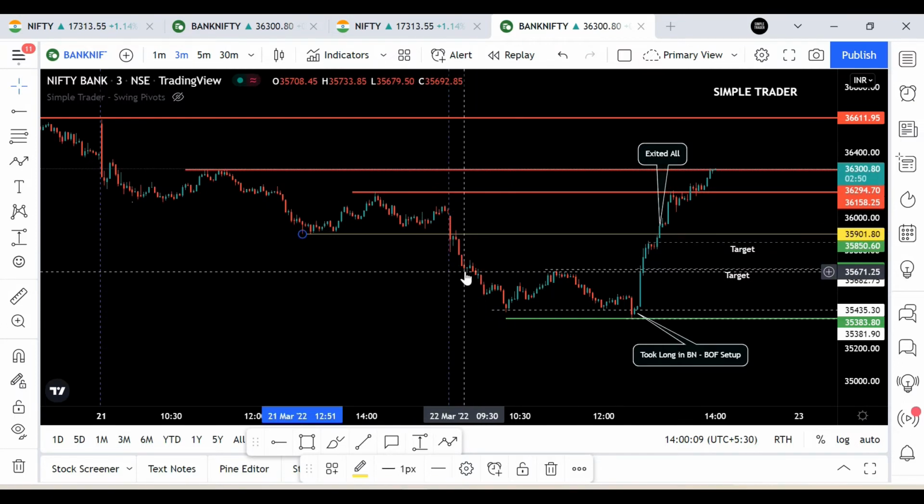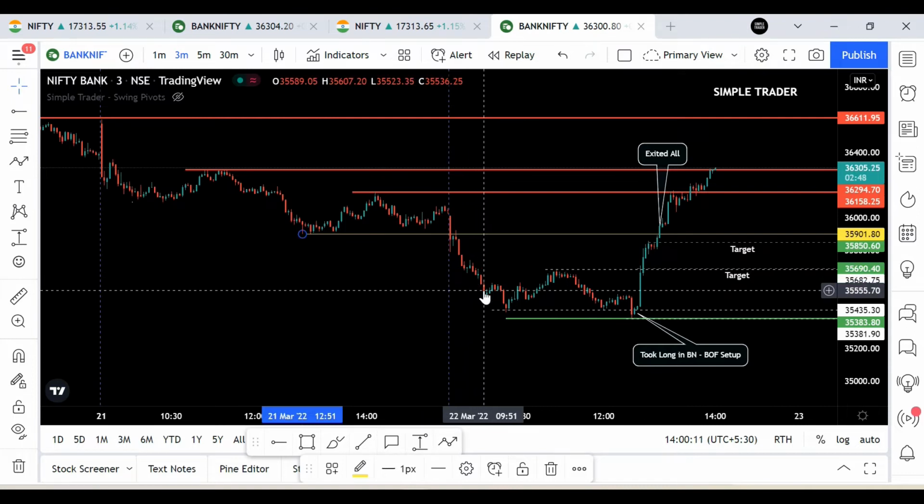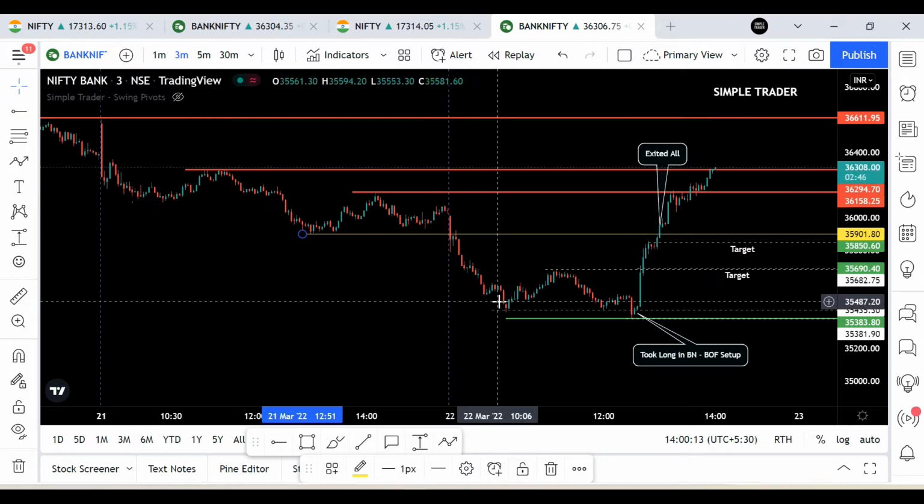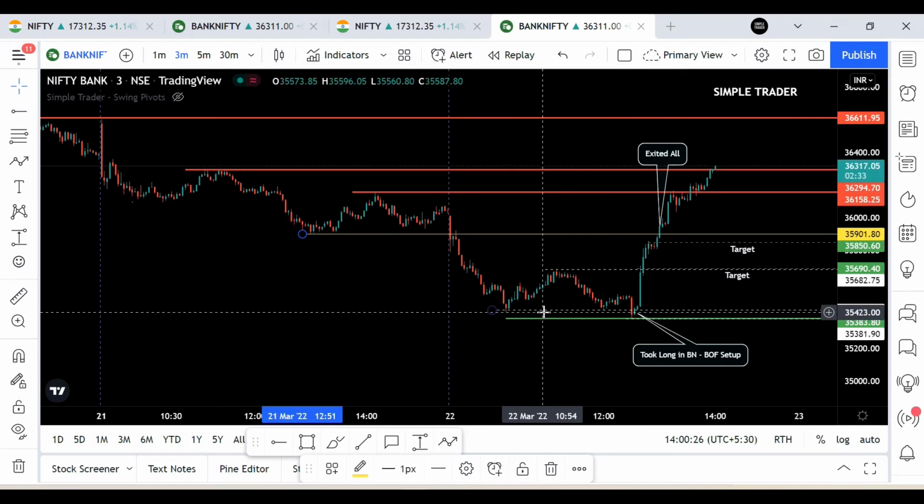So I shorted here and I exited some position at this point, some position at this point, and after that the price was not moving down. I exited everything. That's it. First trade was done, and I decided to not take any entry at this point because the market entered into a confusion state.